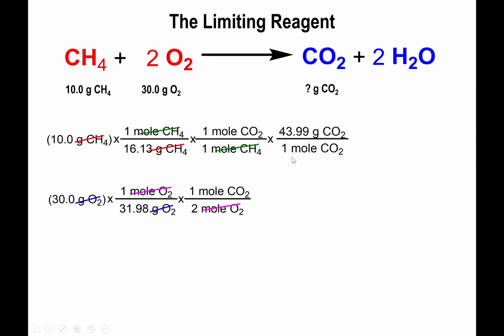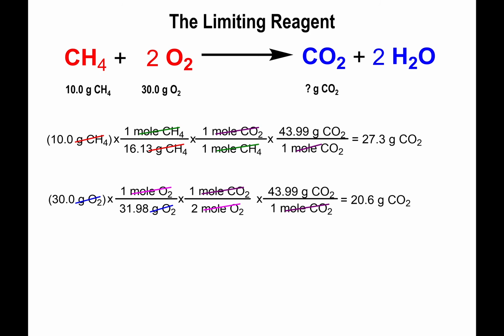So the molar mass of CO2 is 43.99 grams per mole. That will apply to both equations. And the moles of CO2 are going to cancel out. We will now end up with mass of CO2. So what we do is carry out the conversion. 10 divided by 16.13, you press enter. Then you multiply that by 43.99 and you press enter to get the first result. For the second conversion, you take 30 divided by 31.98, press enter, divided by 2, press enter, multiply by 43.99, press enter, and you should find out the following two numbers.